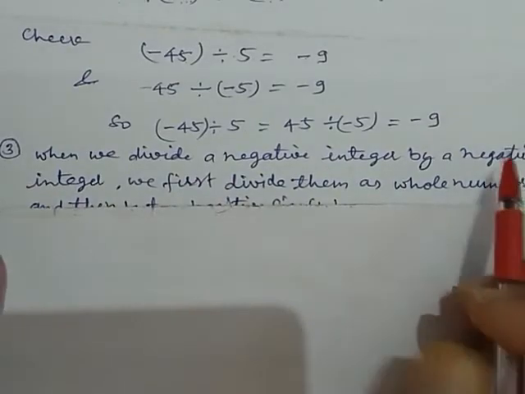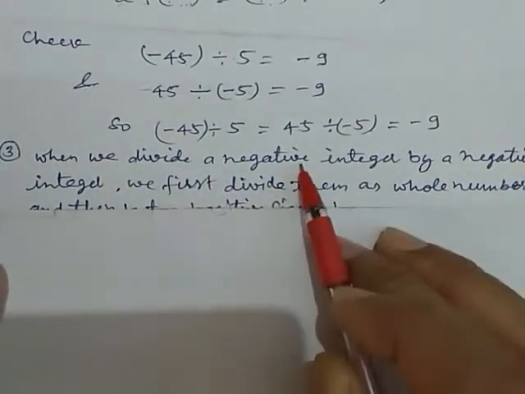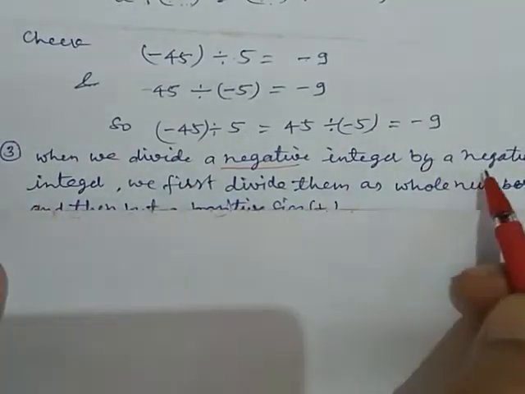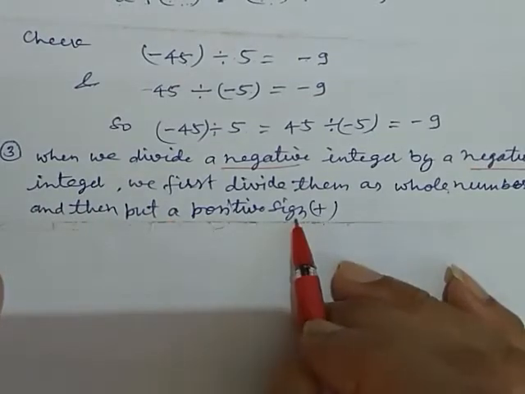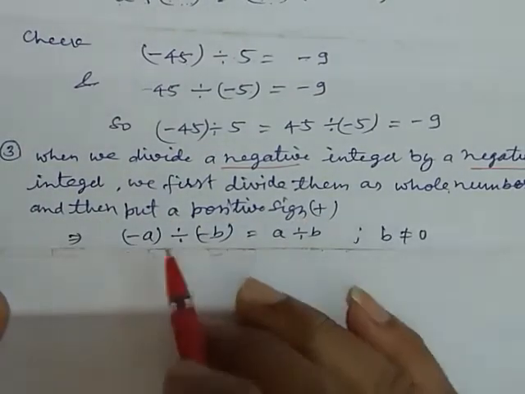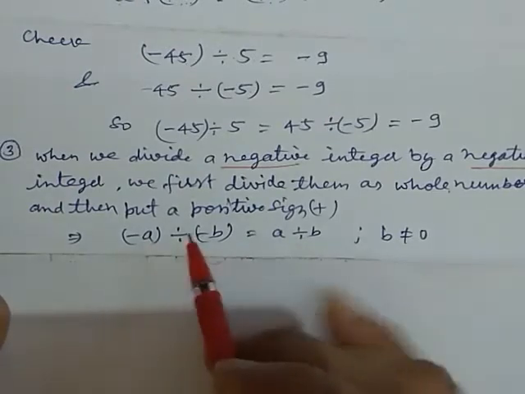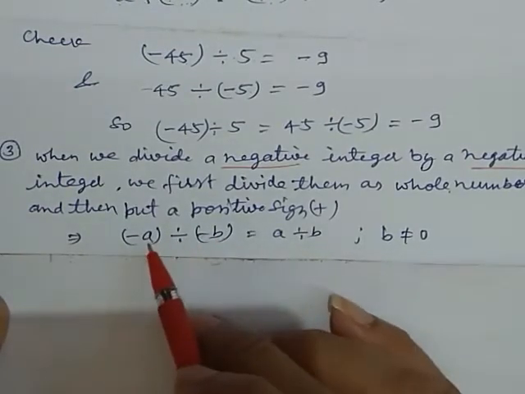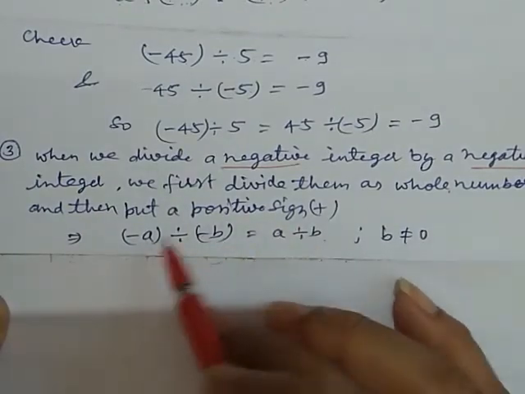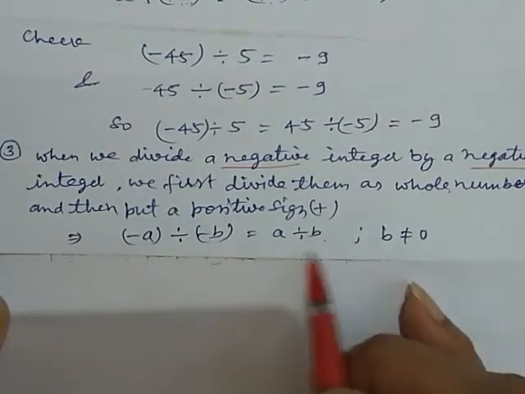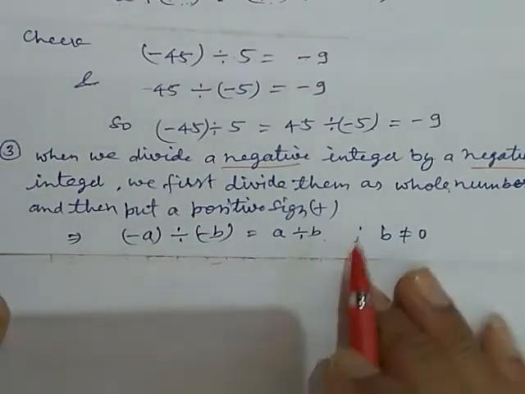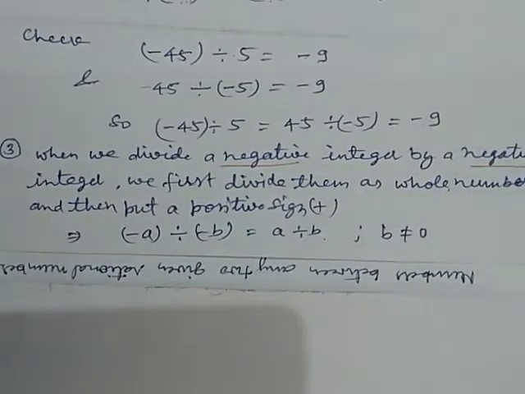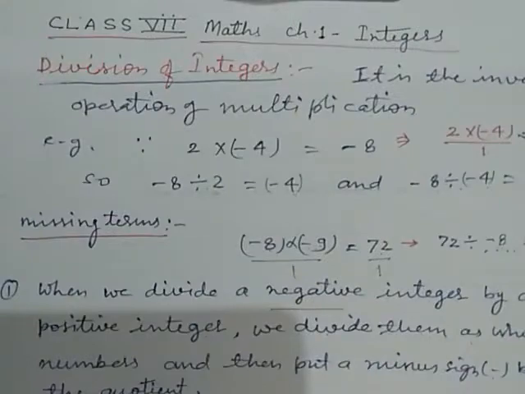Okay. When we divide a negative integer by a negative integer, we first divide them as whole numbers and then put a positive sign, because negative into negative becomes positive. We take an example. Here minus a divided by minus b. First we divide a by b, then we put a positive sign. Why? Because minus into minus becomes positive. So we can write a divided by b. So directly we get the result. Now we learn one more thing.